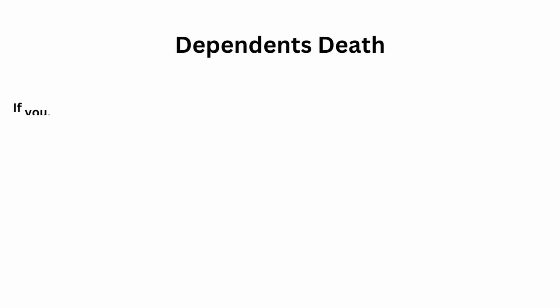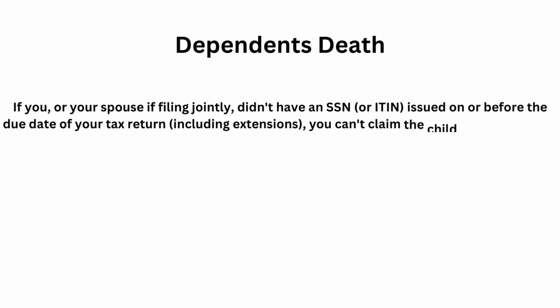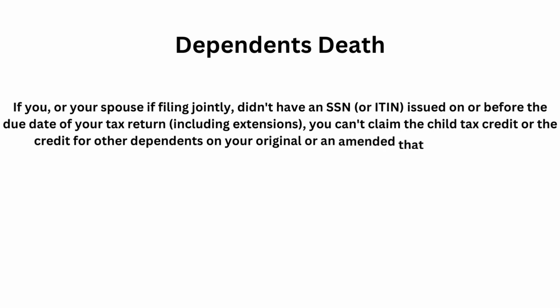If you, or your spouse if filing jointly, didn't have a Social Security number or ITIN issued on or before the due date of your tax return, you can't claim the child tax credit or the credit for other dependents on your original or an amended return for that year.